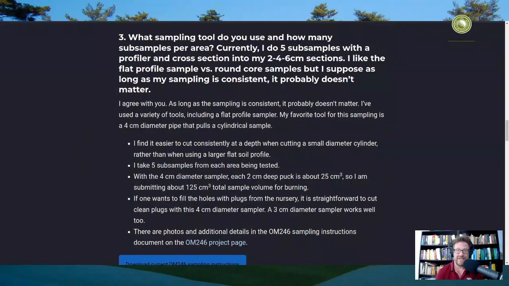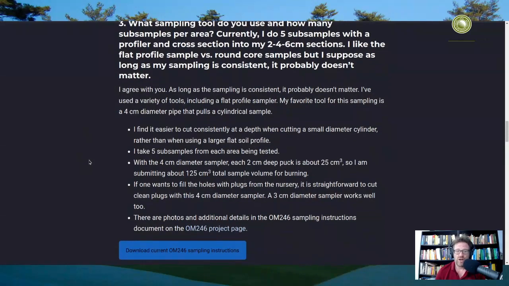For OM246 sampling for total organic material, I prefer a cylindrical sampler, something like a pipe. I use a 4 centimeter diameter pipe, which is like 1.75 inches or something diameter. That pulls a really nice sample. And I've mentioned this in the OM246 sampling instructions, which are also linked to in this blog post. So you can download that and you can see how I do it.